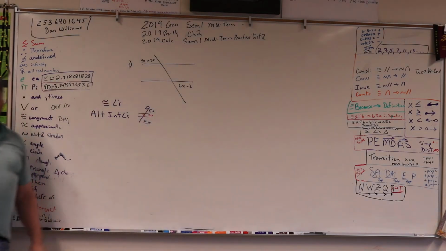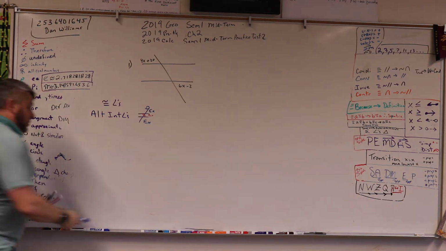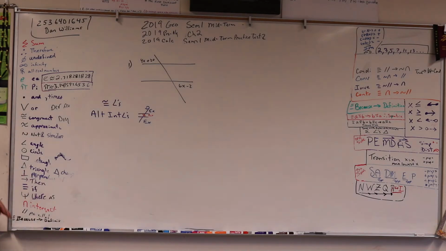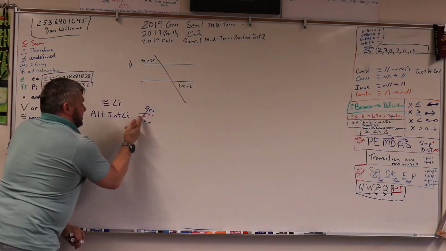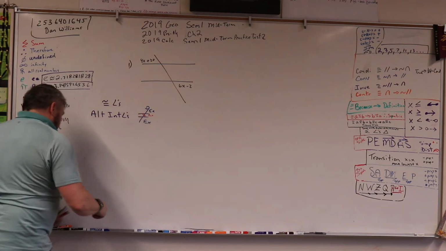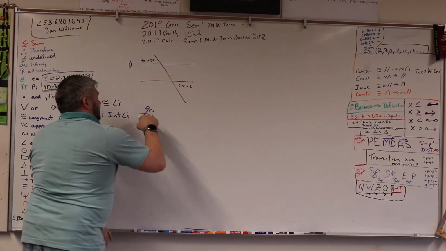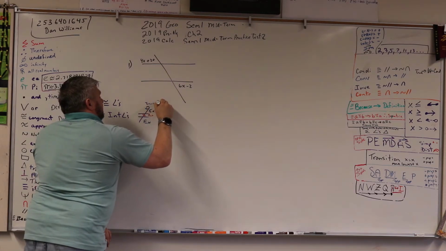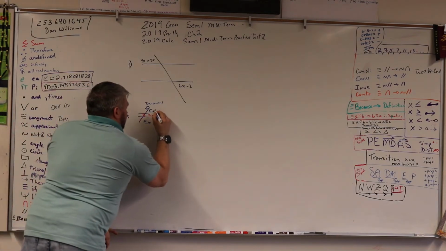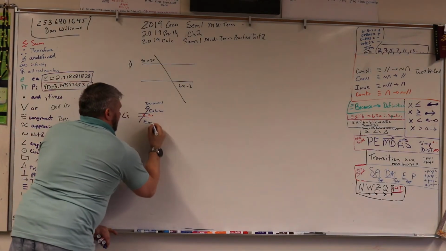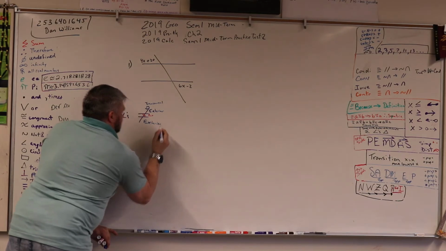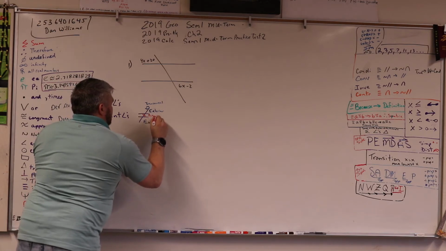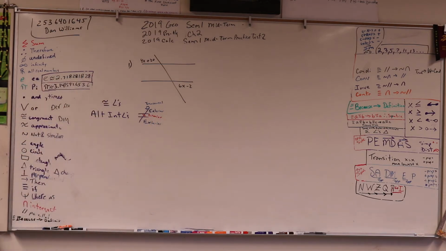Around this, we're going to be calling that alternate, whenever it goes on the other side of this transversal. What is inside the middle? That's interior. This is a transversal. There's exterior, there's interior.